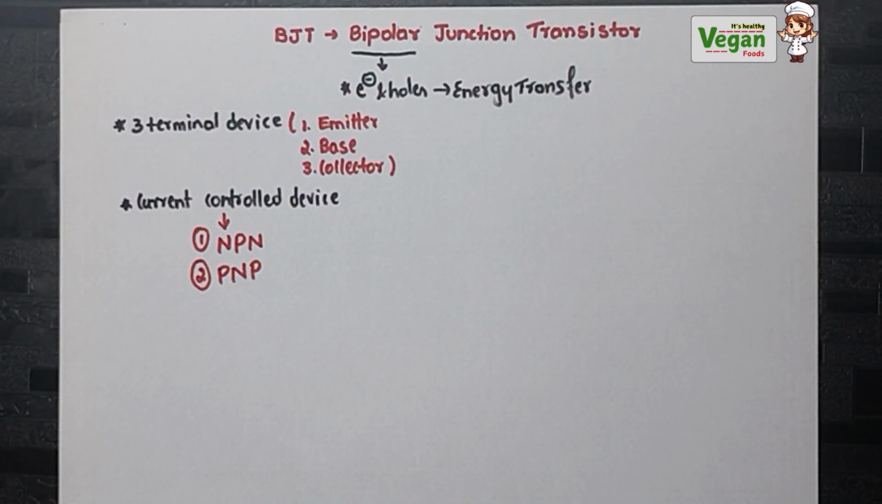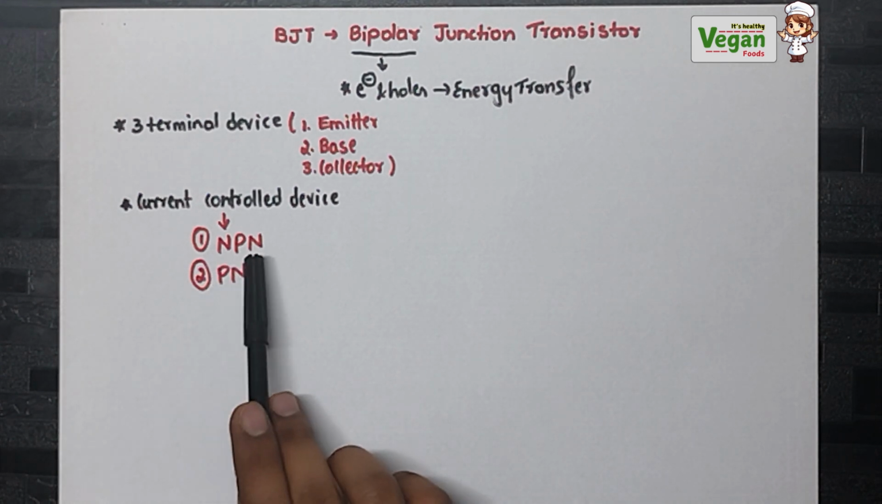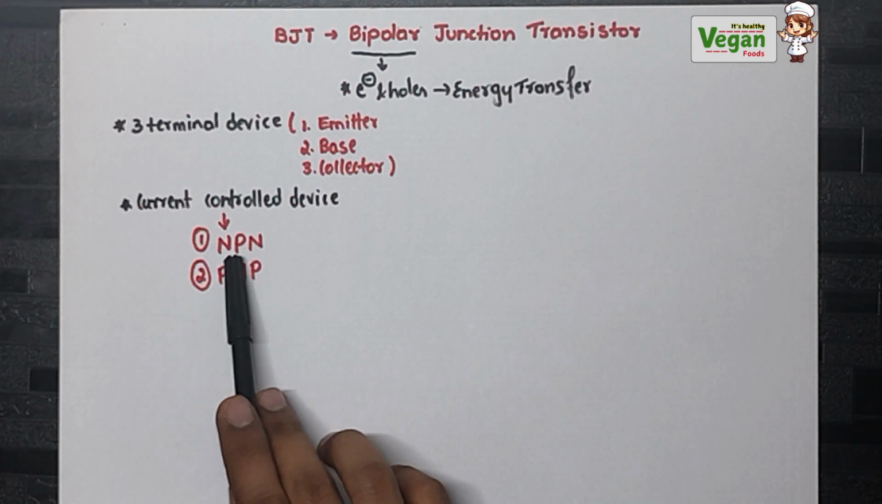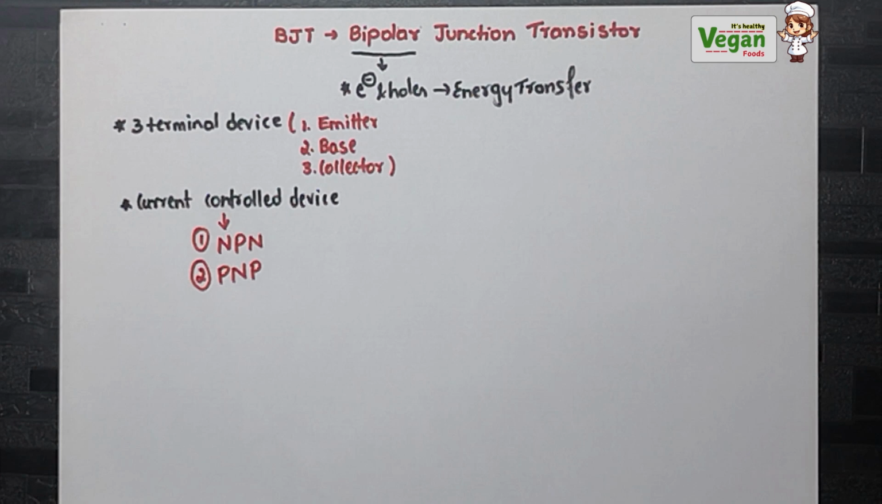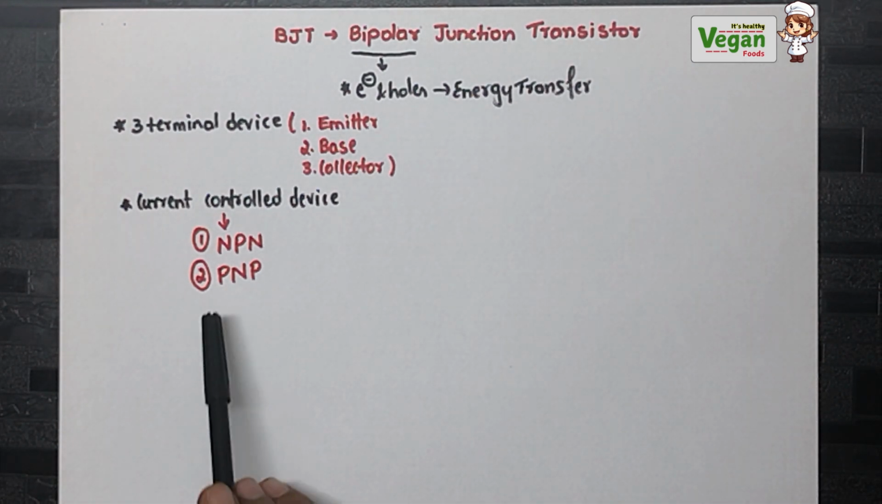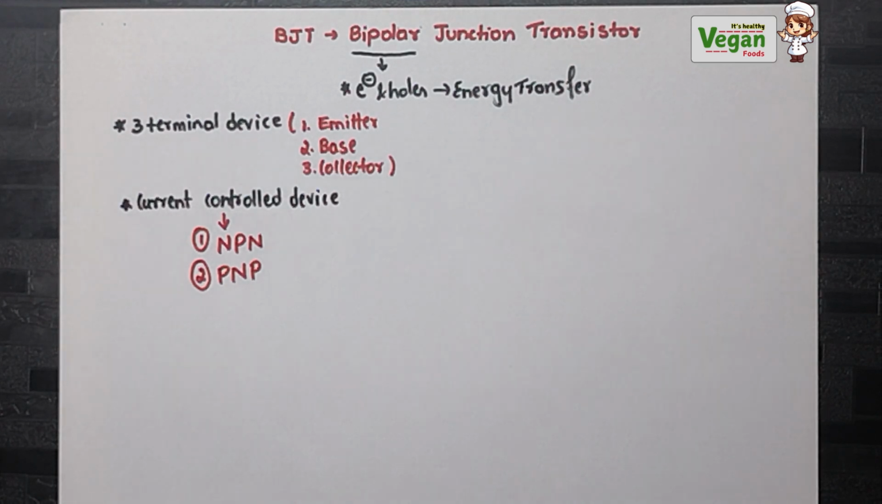So what is NPN and PNP? NPN means one P type semiconductor is doped in between 2 N type semiconductors. Next, PNP means one N type semiconductor is doped in between 2 P type semiconductors.